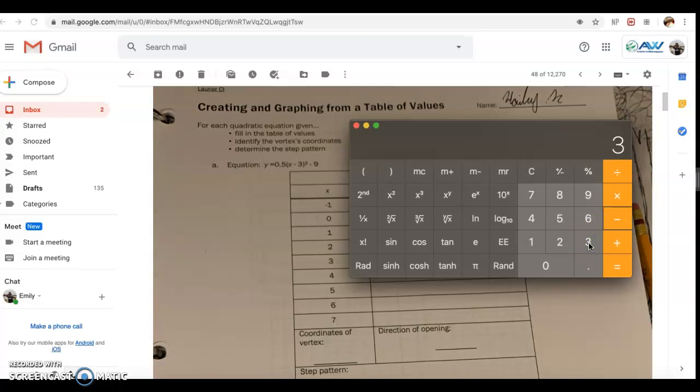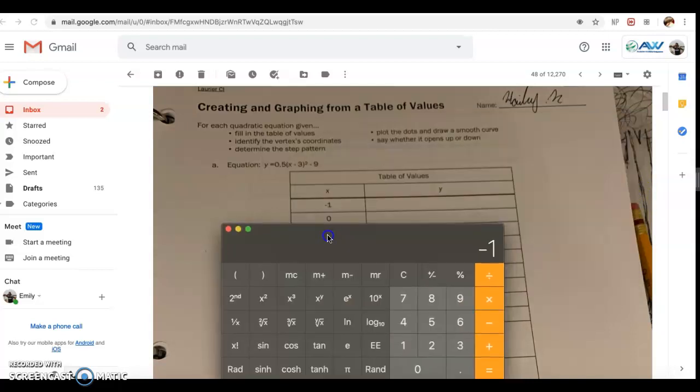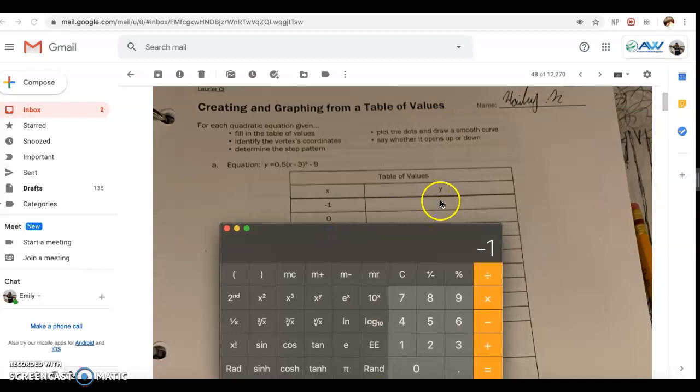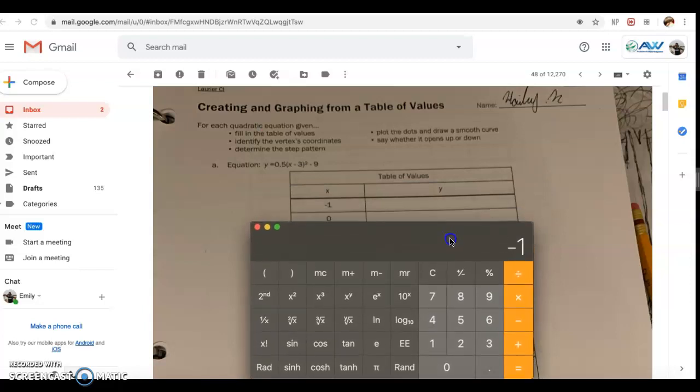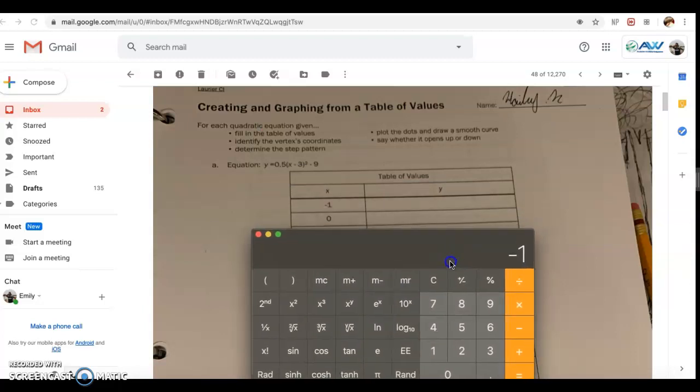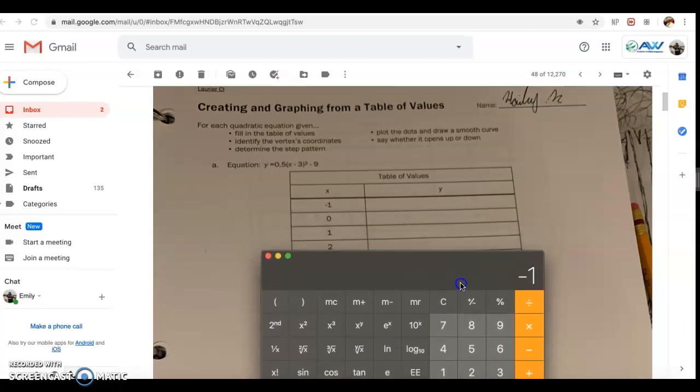I'm following BEDMAS here, doing what's in brackets first, and then everything inside those brackets is squared, so I'm going to square that. Then I'm going to multiply it by 0.5, and then I'm going to subtract 9. So then my first y value there would be -1. Then you're going to put in 0, do the same thing, put in 1, do the same thing, etc.